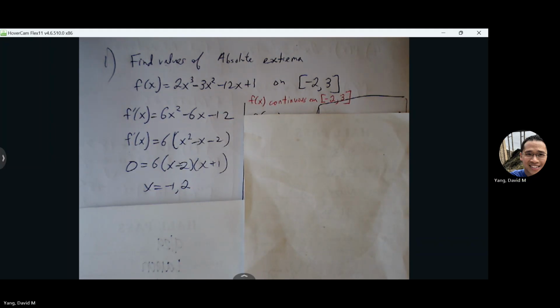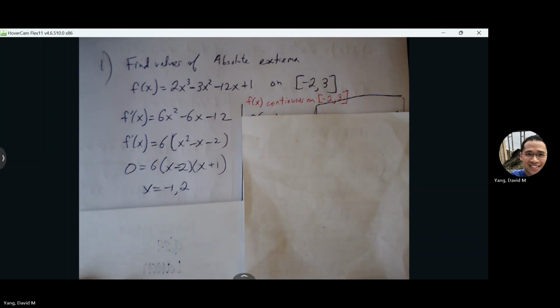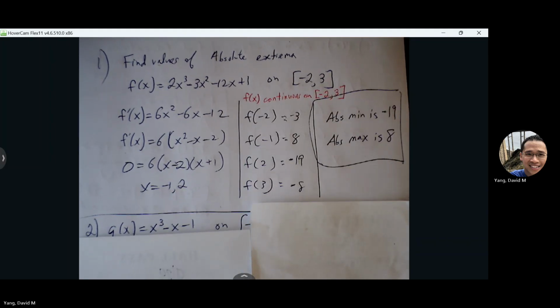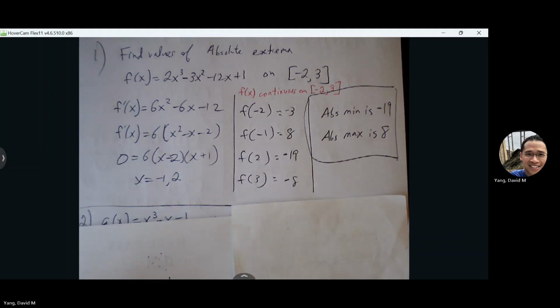Okay. Use your calculator to find the y values. I just want you to tell me the y values. Lowest y value is your absolute min, highest is your absolute max.